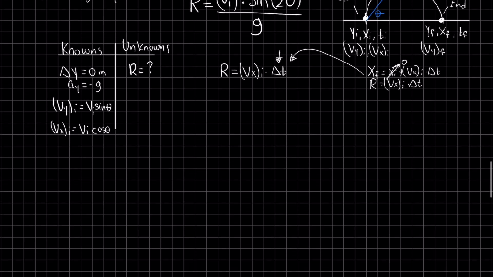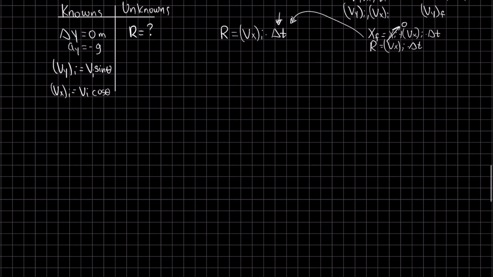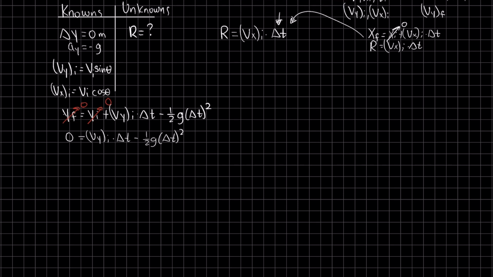So let's go ahead and use some of the vertical information to develop an expression for delta t. And I'm going to use this one. Now, lucky for me, I know that my initial vertical position is 0 and my final vertical position is also 0 because it reaches the same height at the very end. Therefore, I can rewrite this equation with these simplifications. Now, I actually know what my vertical velocity is.